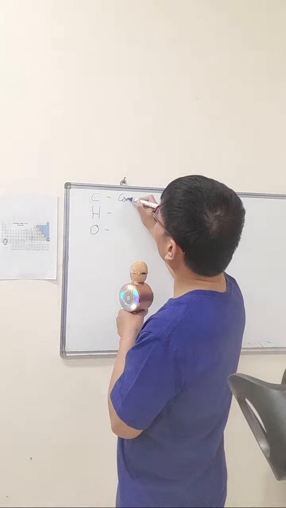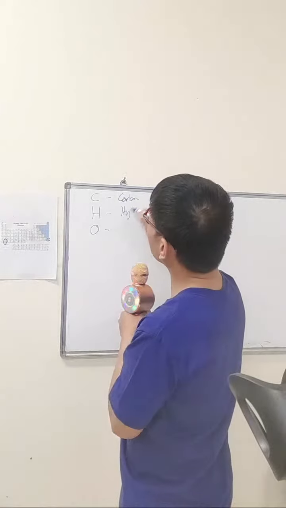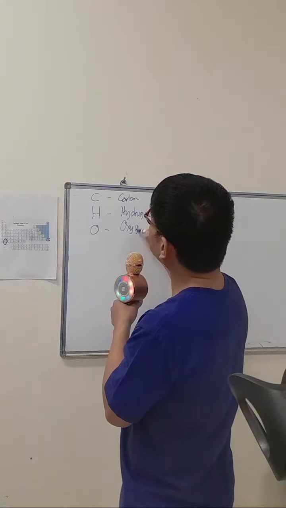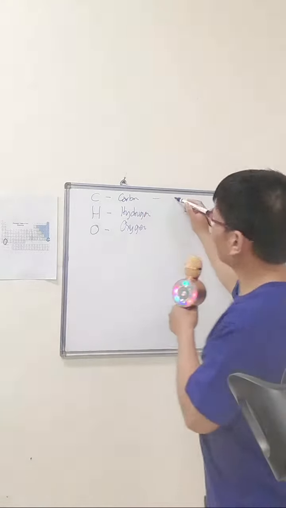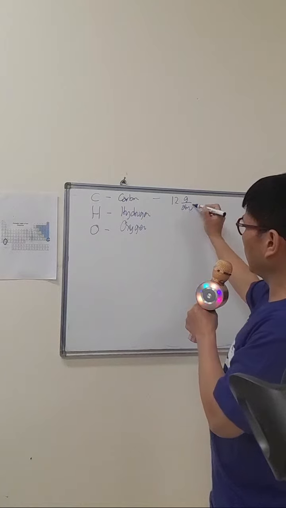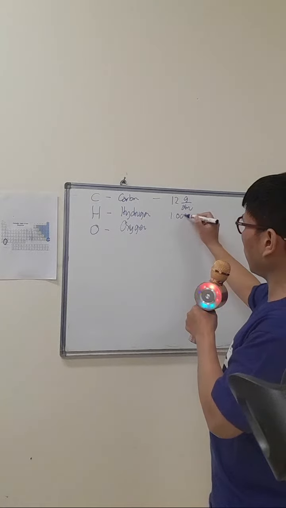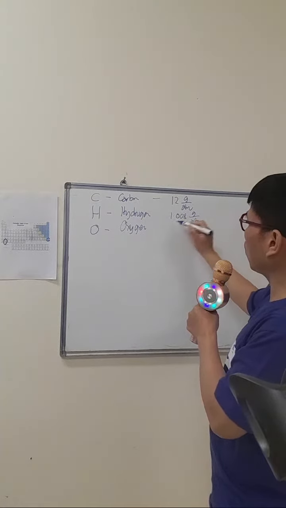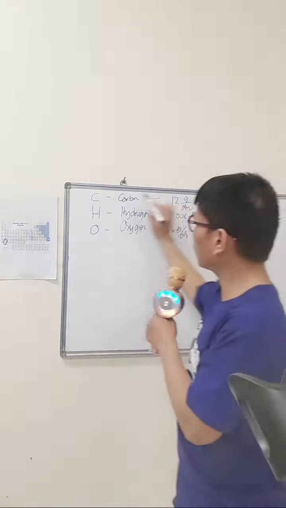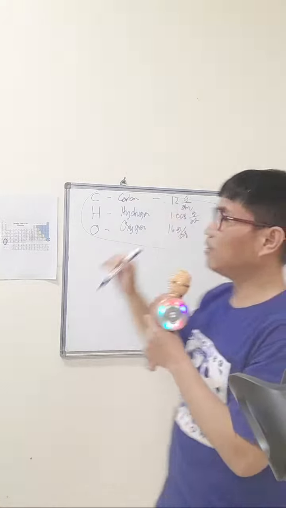CHO: carbon, hydrogen, and oxygen. Guys, this is the first step to memorize. Atomic weight of carbon is 12 grams per atom. Hydrogen is 1.008 grams per atom. Oxygen is 16 grams per atom. These are the most common so that you can determine the molecular weight.